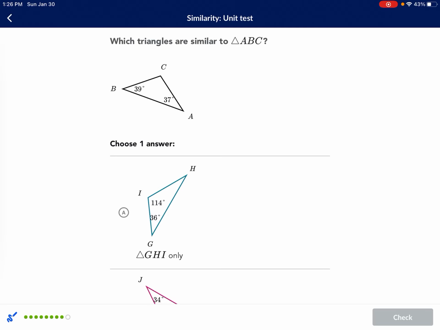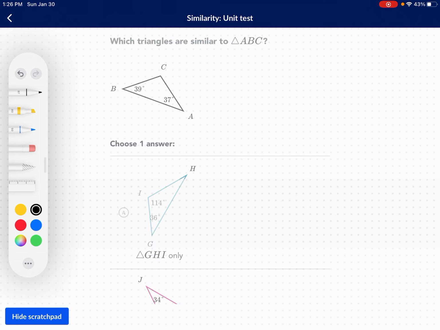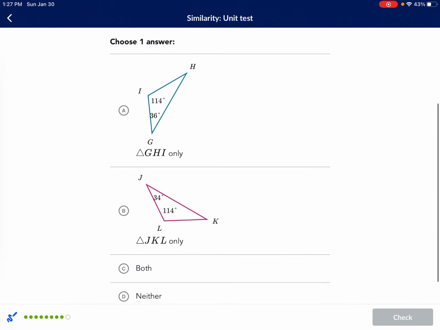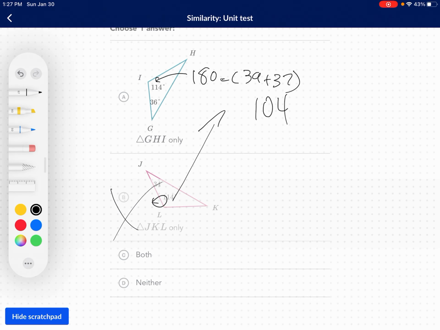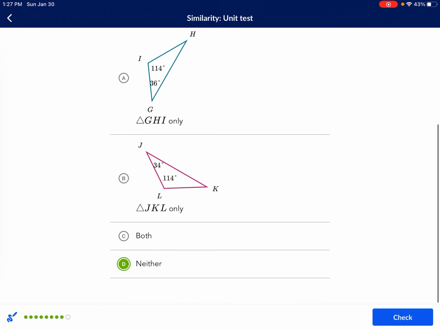Two triangles are similar if all of their corresponding angles are congruent. So we can find that angle with 180 minus 39 plus 37. We enter this in the calculator and we get 104. We don't see 114 anywhere over here, so it's not A. I don't see any 114 in the solution I got, so it's neither.